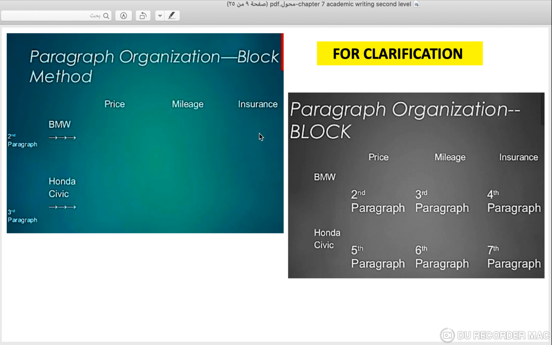راح يكون هاي الصورة، طبعا هاي فقط للتوضيح، فقط نوضح paragraph organization block method، يعني block organization. راح يكون مثلا على افتراض الفرق بين BMW وهونداي سيفيك. هنا عندنا مثلا راح نتكلم عنها من ناحية البرايس، ميل ايج، ايضا insurance. فمثلا second paragraph third paragraph. فمثلا عندنا إذا تكلمنا عن BMW من ناحية البرايس راح نتكلم بالsecond paragraph، third paragraph، fourth paragraph على similarities and differences.